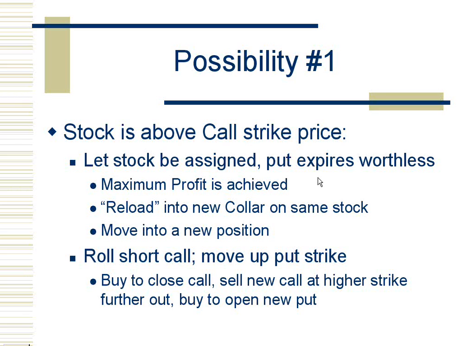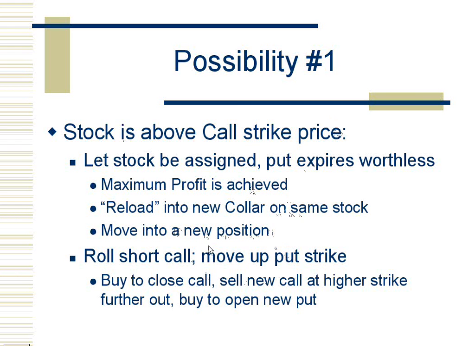Okay? Now, I can also let the stock be assigned and reload into a new collar on the same stock. So the stock's moved up above my strike price, put expires, I let it get assigned, I still like the stock, I can buy back into the whole position at the current stock price, sell now a next month out call and another next month out of the money put, or I can take the capital and the profit I made and move into a new position that matches my criteria. All right?